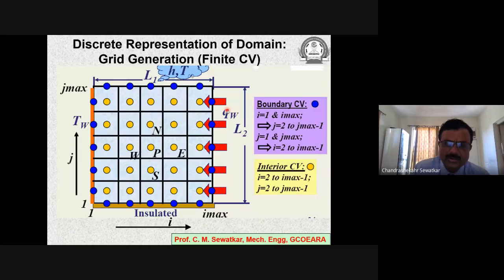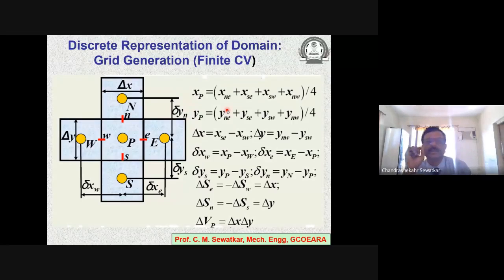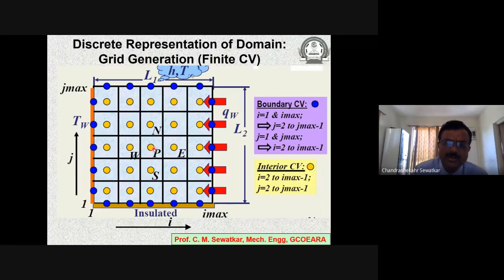So this is only a physical or diagrammatic representation I have shown to you. However, when we do the grid generation, we need to determine certain geometrical parameters of this domain. What are the geometrical parameters which are required to be determined?